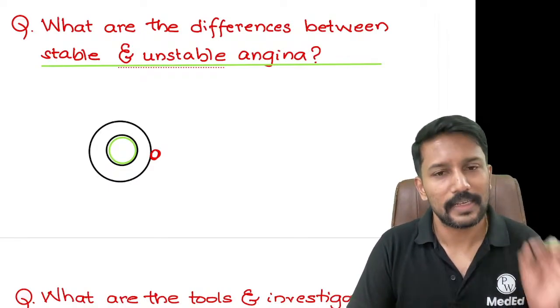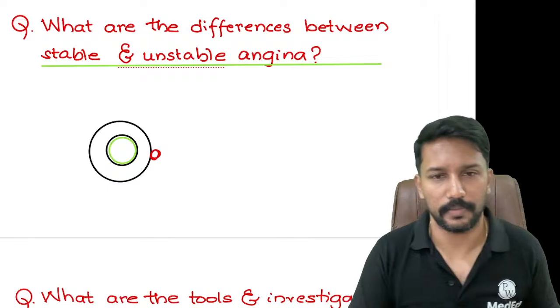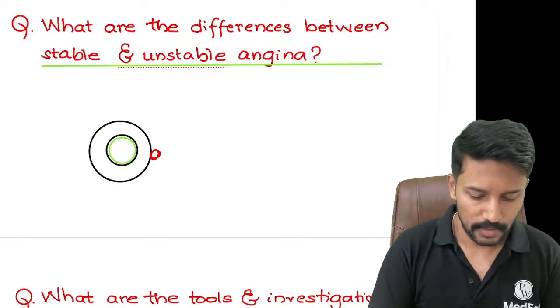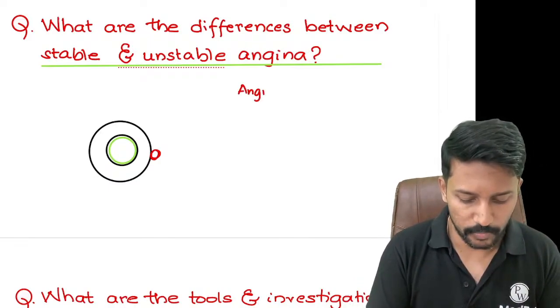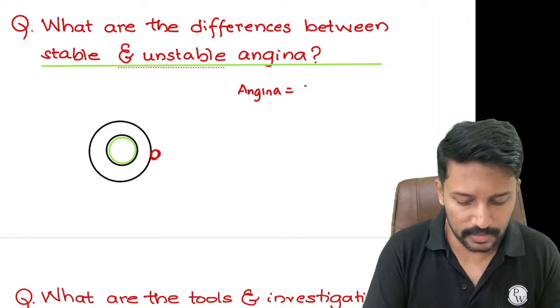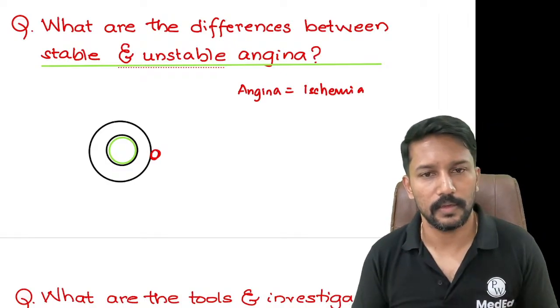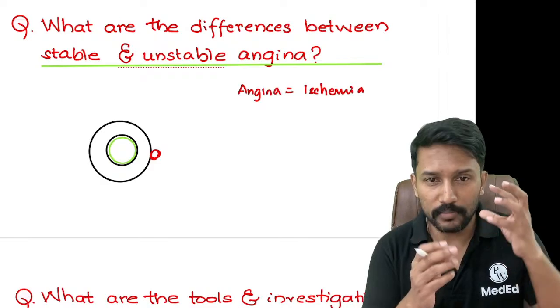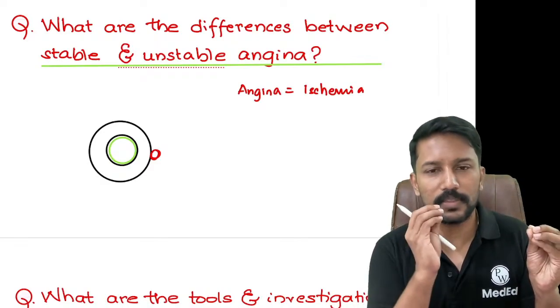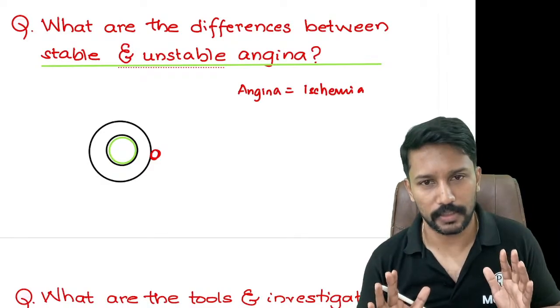No. Angina is equal to ischemia, which means your myocardium is not getting sufficient blood supply. That is the basic meaning. Angina is equal to myocardial ischemia. So whether my myocardium is infarcted or just ischemic, I will have angina.